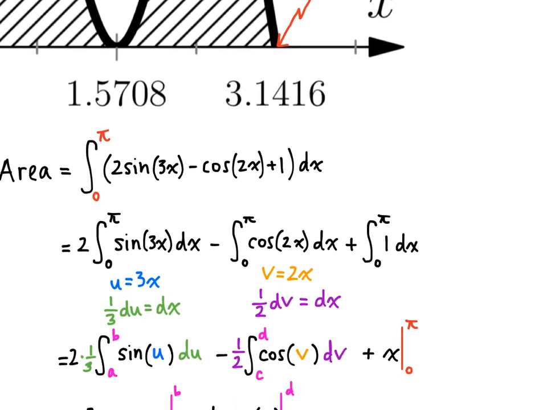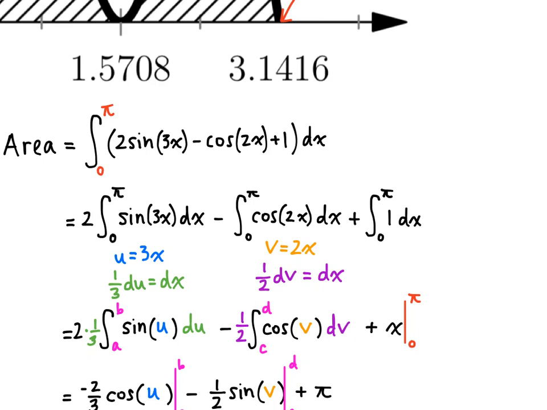So let's go ahead and integrate this. I tried to color code as best we could. So this 1/3 du, that 1/3 comes on out along with the 2. I'm changing my limits of integration because we're no longer in terms of x, so I just called them a and b, sine of u du. Over here, we bring out the 1/2. We have the cosine of v dv. Notice I changed my limits of integration to c and d because now we're in terms of v, not u, and not x, so I used 2 different variables there. We integrated 1 and got x, and this we can evaluate right away on the interval 0 to pi.